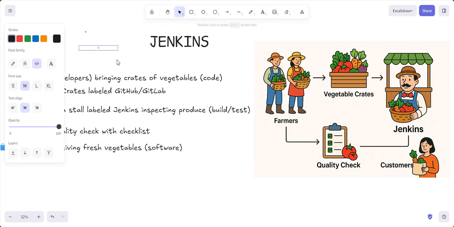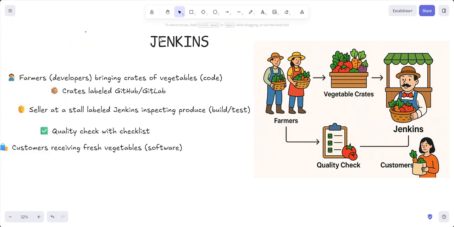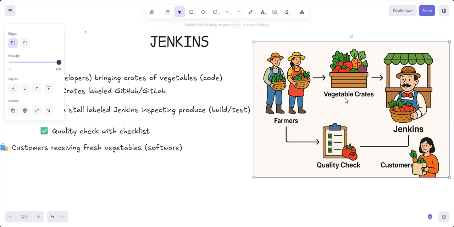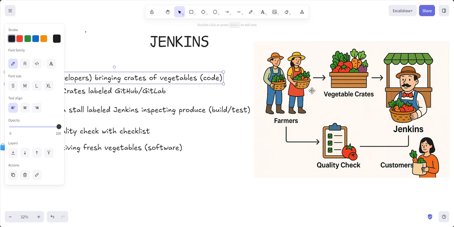Now, when we relate Jenkins to real life, let's take an example of a shopkeeper, or a vegetable market, where we have farmers who can be considered as developers. See, with the pictorial diagram I have tried to make these things easy. So these farmers are our developers, guys, and they will bring the code. Code means a piece of, say, vegetables. We can say crates of vegetables, and those crates are then labeled in GitHub.